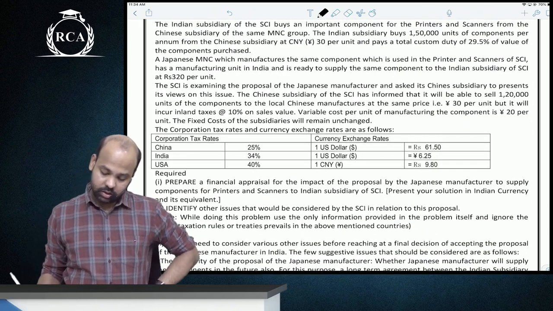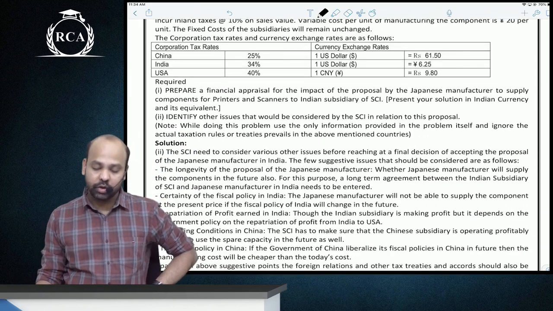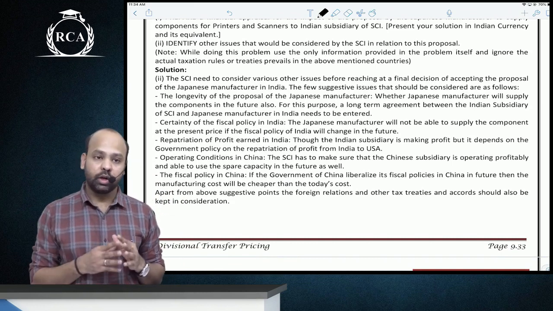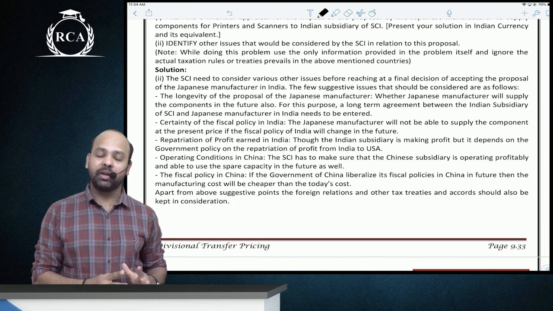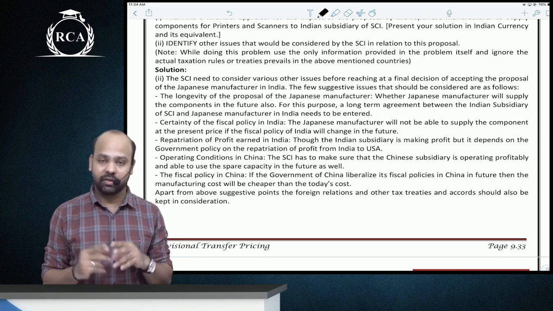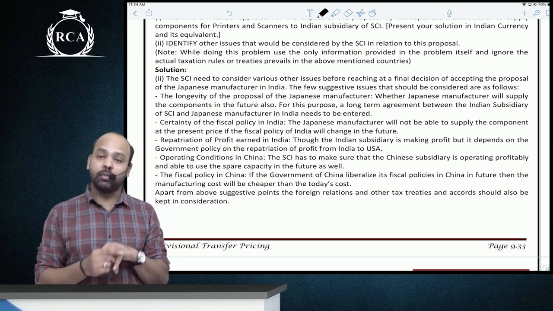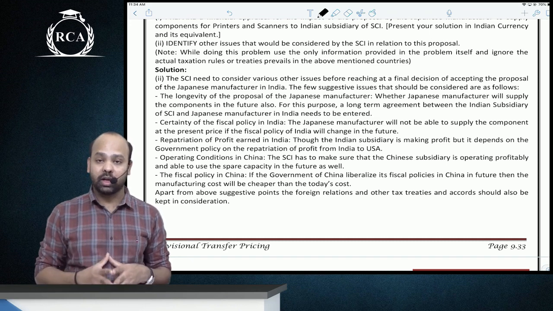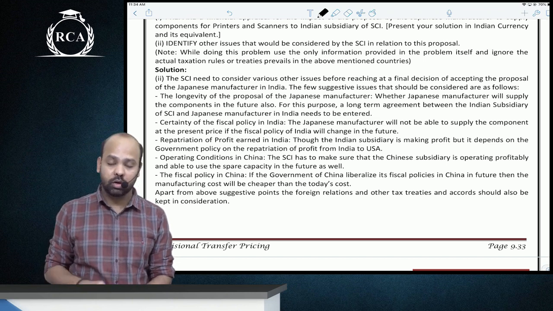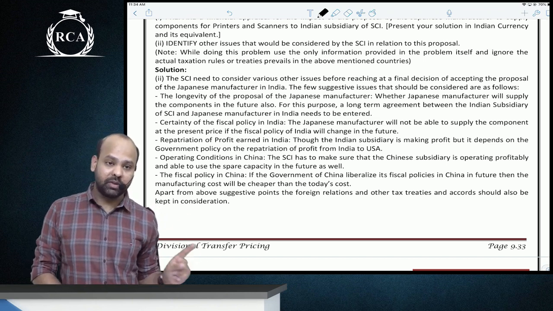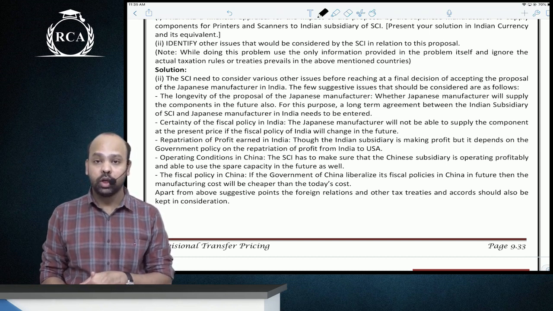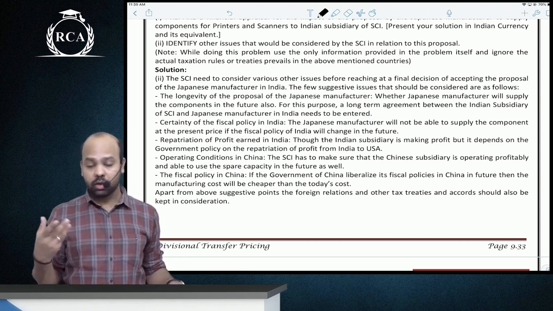So here, what are the other issues that you will consider by SCI, guys, in relation to this proposal? First thing, guys, remember, what is the main question here: will the Japanese manufacturer be able to continuously supply units in the local market here in India? Second one, guys, is, will the Chinese company be able to continuously procure those contracts for 1,20,000 units or not? Will it be able to continuously sell 1,20,000 units over a longer period or not? That's another important question, guys. The Japanese company should be able to supply continuously, plus the Chinese company should be able to sell in the local market.